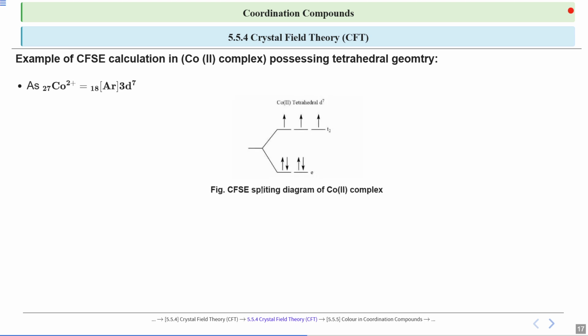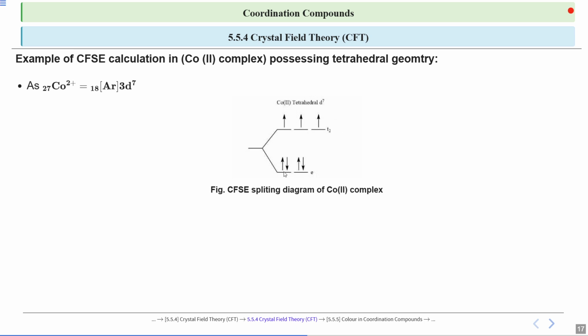Now this figure here represents the crystal field splitting energy diagram of a cobalt plus 2 complex. From the average energy of the d orbitals, this is going to be split into two parts, the T2 and the E. E has the lower energy, and T2 has the higher energy.